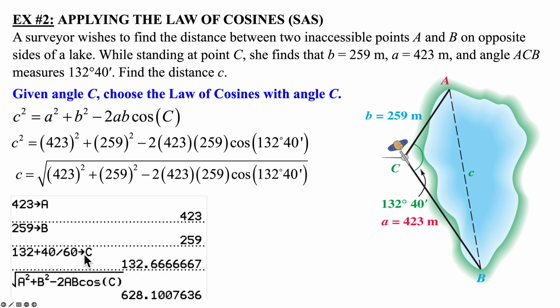Here I typed in the angle for alpha C because we're just looking for one side. We're not looking for any other angles. So I've decided to use A, B, and C. 132 degrees plus 40 divided by 60 changes that 40 minutes into a decimal degree. And put in the square root of a squared plus b squared minus 2ab cosine C. We have 628.1 meters.